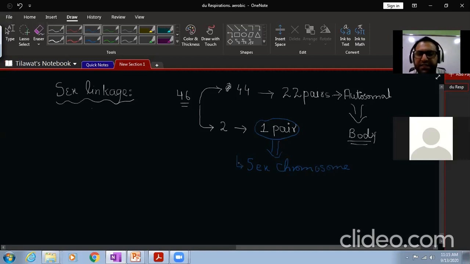But along with sex-related characters, these chromosomes also control some general body characters. So it is not 100% that these chromosomes are concerned with only sex-related characters. No. Some genes are also there in these chromosomes that can control some body-related characters. But most of the genes on these 2 chromosomes are related to your sex.